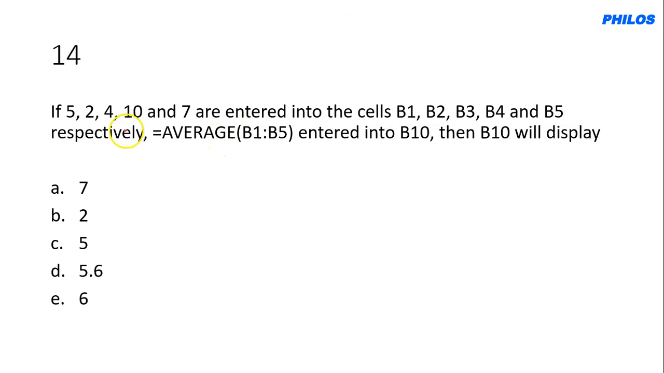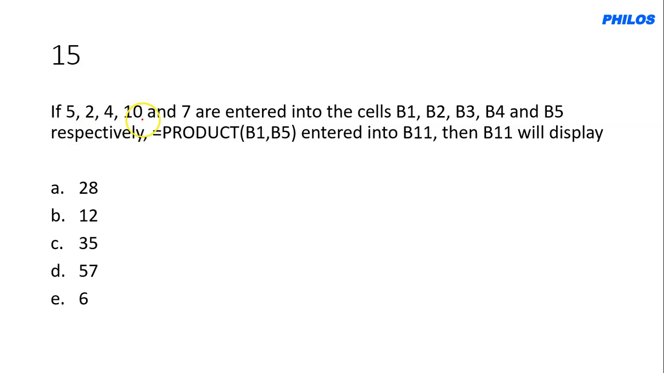Now, to get the mean, you are going to add all the values from B1 to B5 together and divide it by their number. So to do that, we are going to have 5 plus 2 plus 4 plus 10 plus 7. Then we divide it by, how many are there in number? 1, 2, 3, 4, 5. So we divide it by 5. When we add the numerator, we get 28 divided by 5. And 28 divided by 5 will give you 5.6. So the correct answer for question 14 is D.